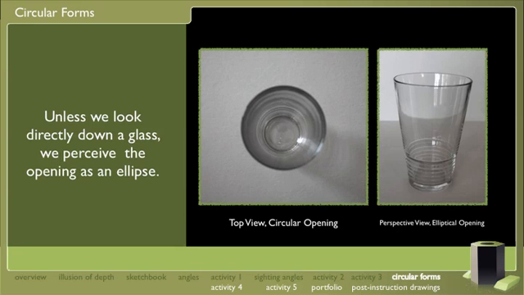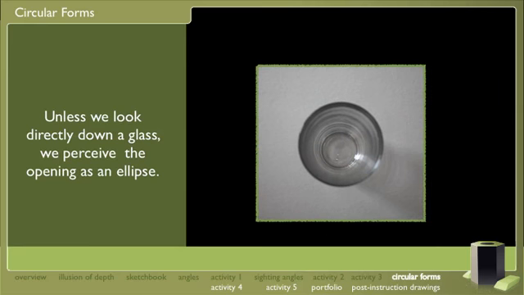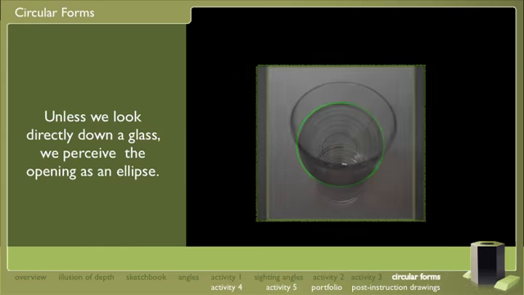Unless we look directly down on the opening of a circular vessel such as a drinking glass, the circular form we perceive assumes the shape of a partially flattened circle or ellipse.